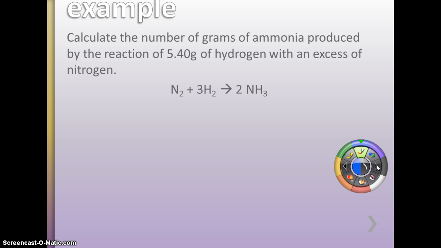So let's calculate the number of grams of ammonia produced by the reaction of 5.40 grams of hydrogen with an excess of nitrogen. I recommend, first of all, identifying what you are given and what you are finding. So we have been given 5.40 grams of hydrogen. So that means in our balanced reaction, we're only going to be looking at the hydrogen. And we are looking for grams of ammonia. So we're only going to be dealing with grams of ammonia. You don't need to use the nitrogen.